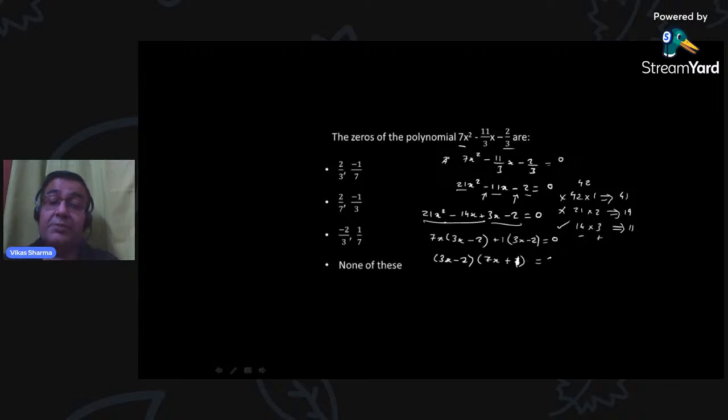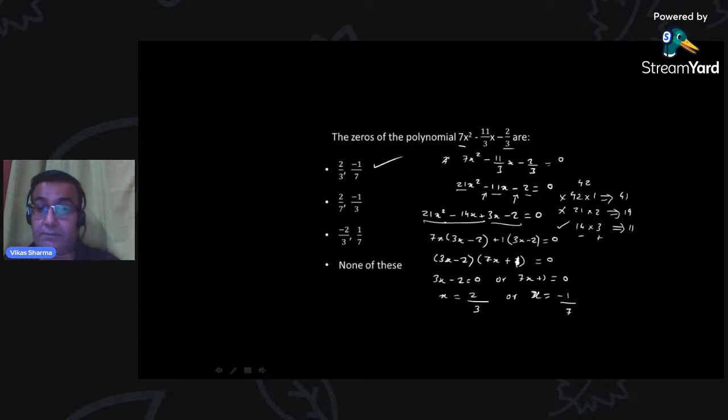Okay, so that should be equal to 0, which means either 3x minus 2 is equal to 0 or 7x plus 1 is equal to 0. Now obviously if we find the value of x, 2 goes to the other side, becomes positive, 3 is being divided by it, or we can say in this case x will be equal to 1 goes to the other side, becomes negative, divided by 7. So the two roots are 2 by 3 and minus 1 upon 7. So obviously A is the correct answer.